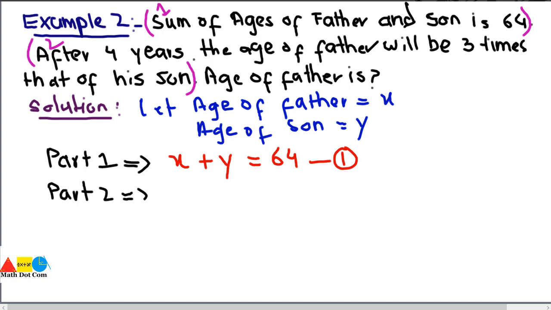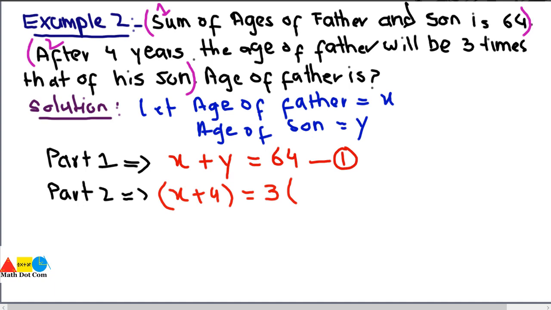So after 4 years, they said the age of father. Age of father is x, and after 4 years it will become x plus 4. Will be means it will be equal to 3 times that of his son. So 3 times that of his son.